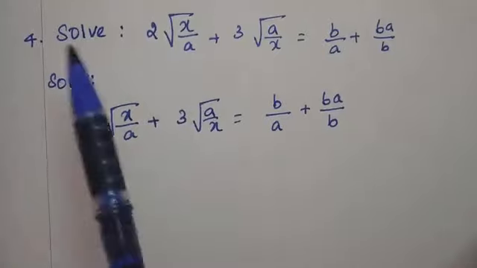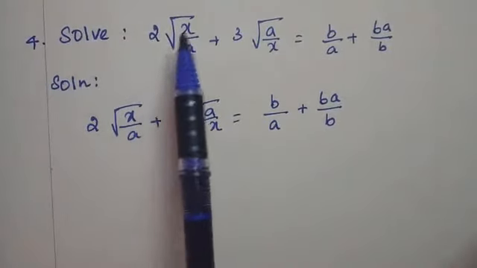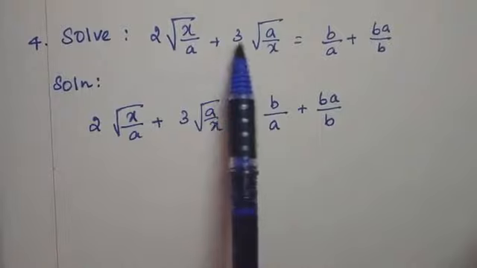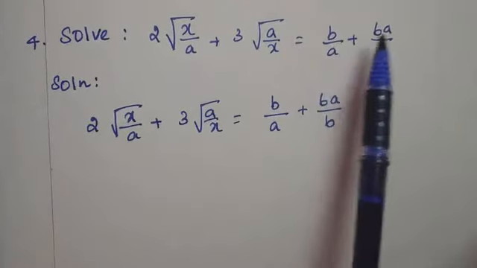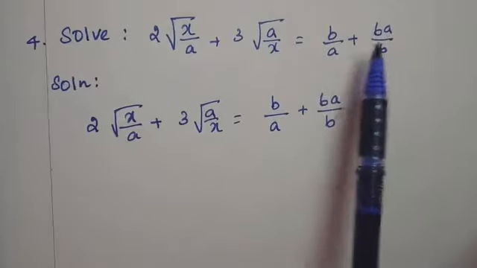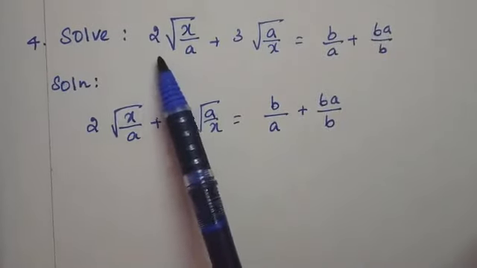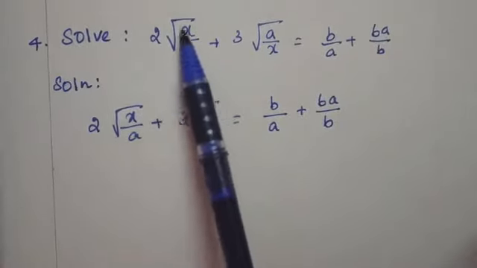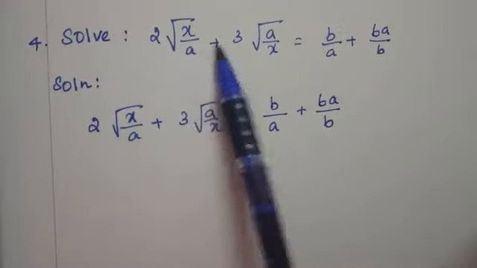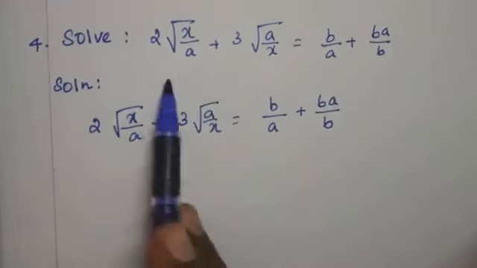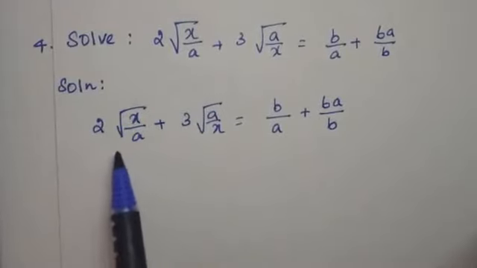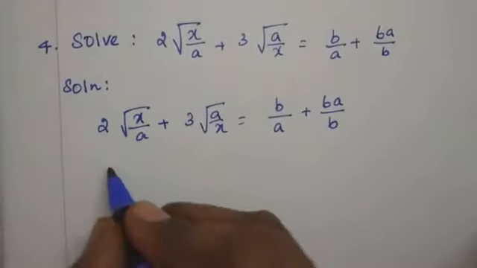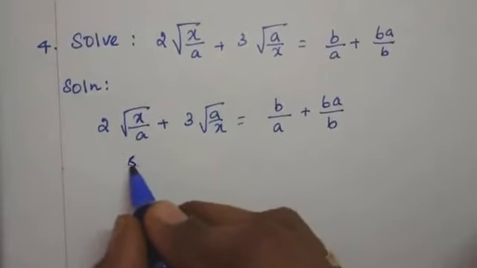Question number 4. Solve 2 into root of x by a plus 3 into root of a by x, which is equal to b by a plus 6a by b. We are going to find the solutions of x for this polynomial equation. So let us take the equation. Instead of taking this as y, we will take another easiest method, taking squaring on both sides.